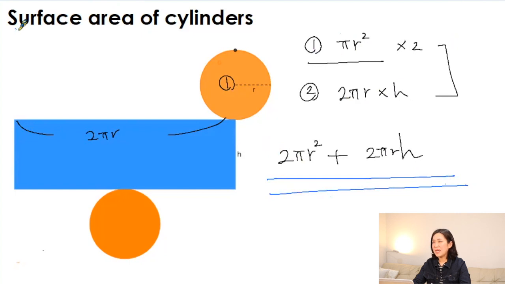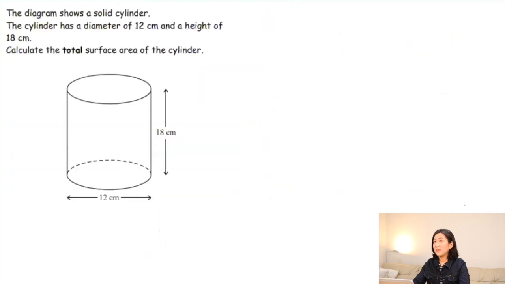r h. So now try to memorize this one, but don't worry, because if you understand where this formula comes from, just adding up all three parts, two circles and then the rectangle in the middle, you can calculate the surface area without using the formula. Now let's practice this together.